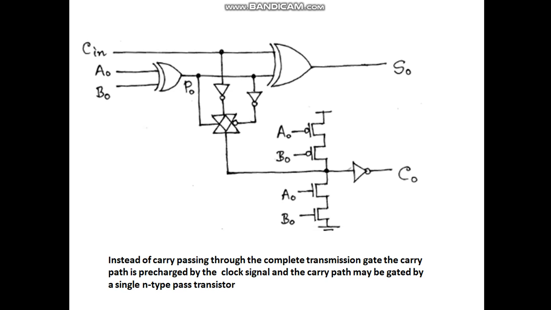Okay, so here the problem is that instead of carry passing through the complete transmission gate, we can make some slight modification in the circuit. Okay, so that carry path is pre-charged by the clock signal and the carry path may be gated by a N-type pass transistor.